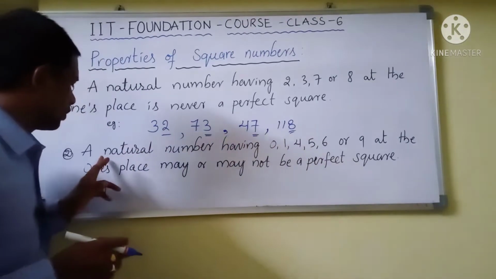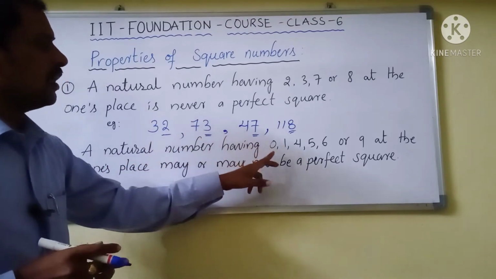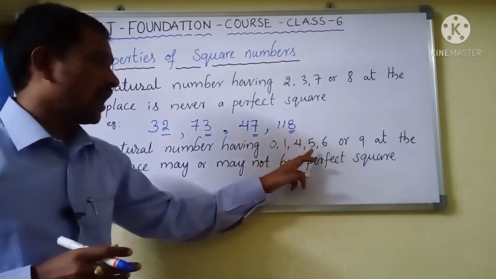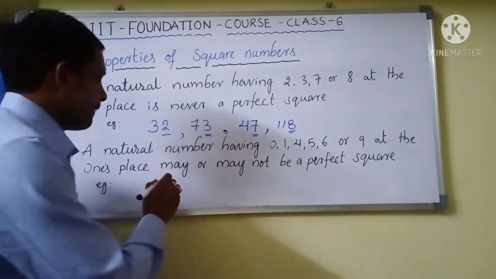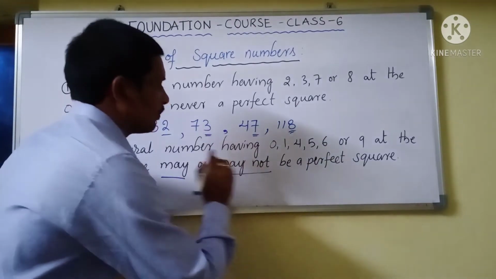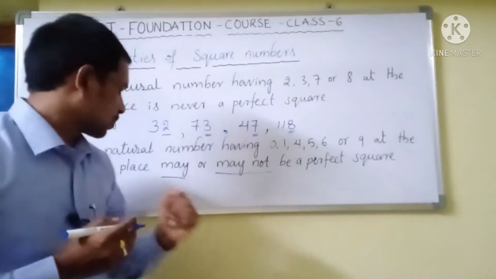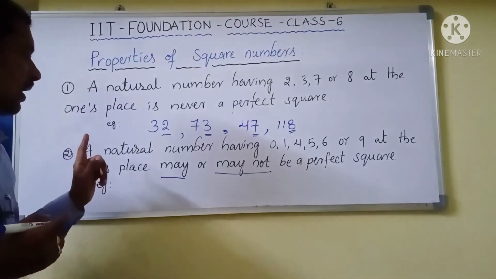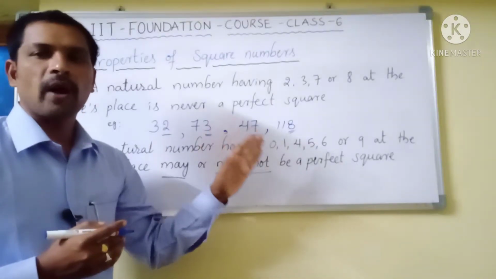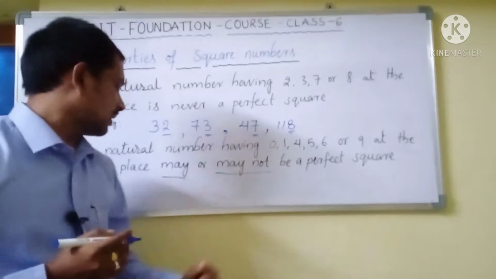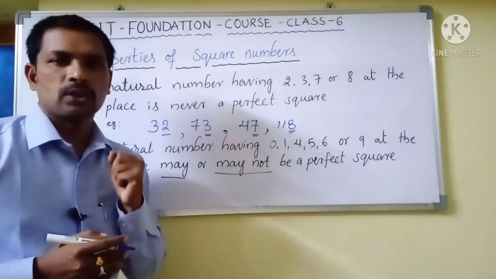Coming to the second property: a natural number having 0, 1, 4, 5, 6 or 9 at the ones place may or may not be a perfect square. Once again, a natural number having 0, 1, 4, 5, 6 or 9 at the ones place may or may not be a perfect square.